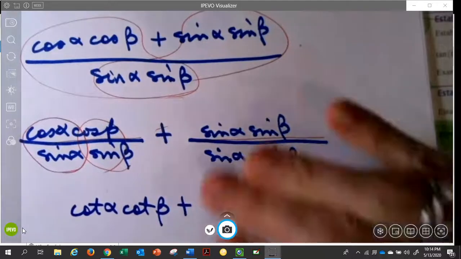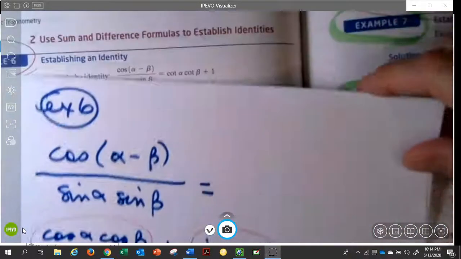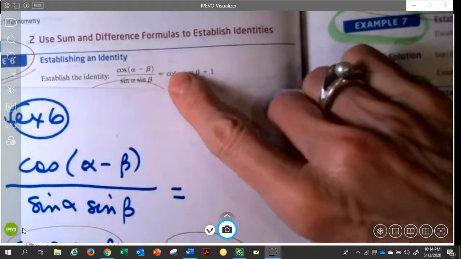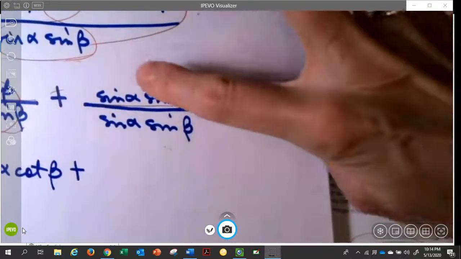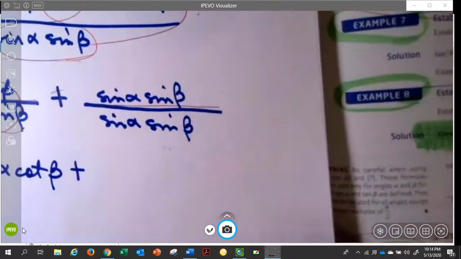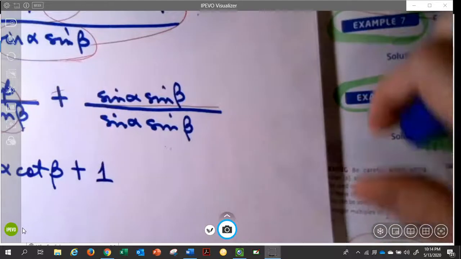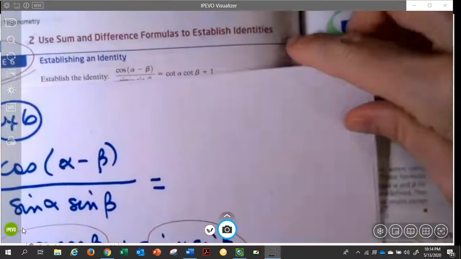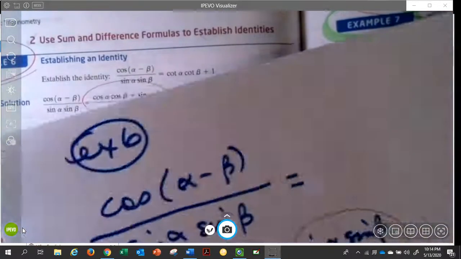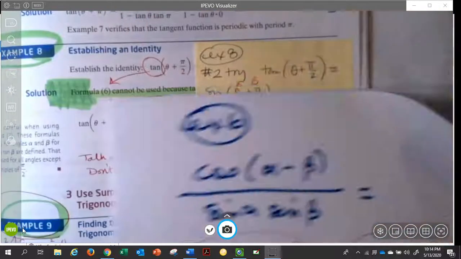plus, where am I? Where do I want to go? I have this first part, and I need a plus 1. Well, y'all look. We've got the same thing over the same thing, and that would be called a 1. We are done with example 6. So I'd like to go ahead and look at example 7.